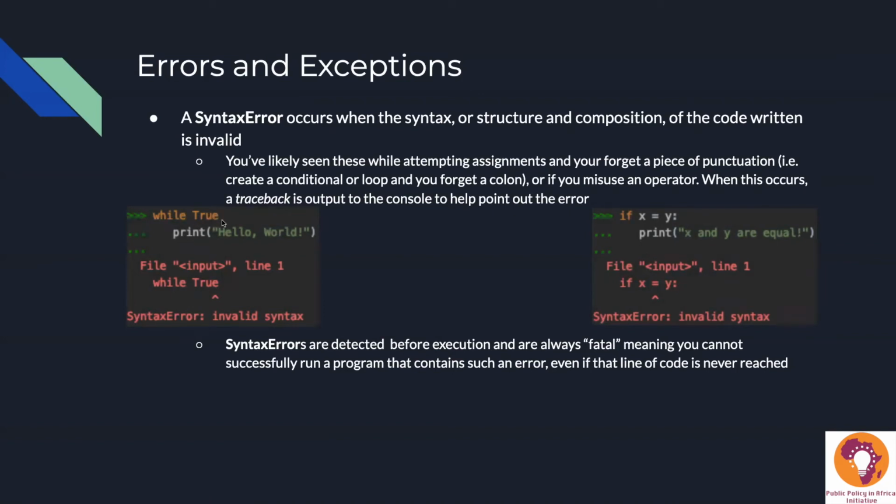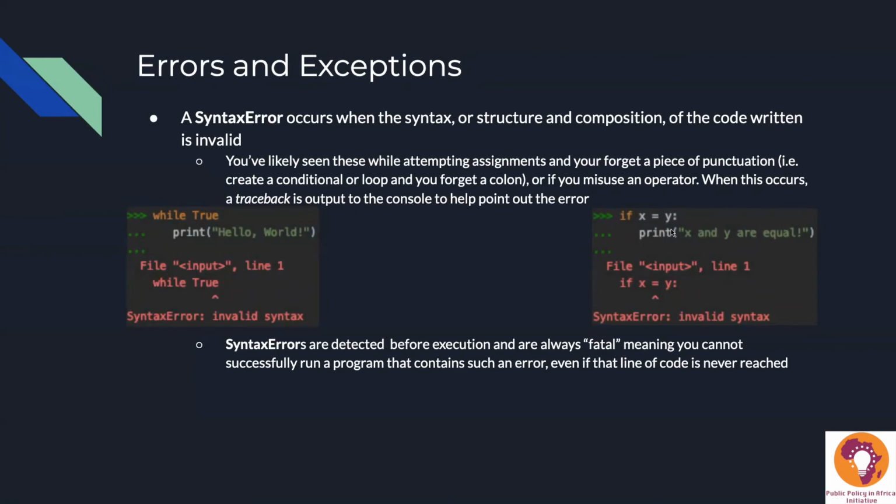But I don't. And because I don't have that colon, when I try to run that code, I get this traceback output here that says file input line 1, while true, syntax error, invalid syntax. What this is pointing out is that there's a syntax error in my code. I created some invalid syntax, and this caret here is pointing to about where in my code the problem is. Right now it's pointing to the E in true. The problem is you're missing something after true here.